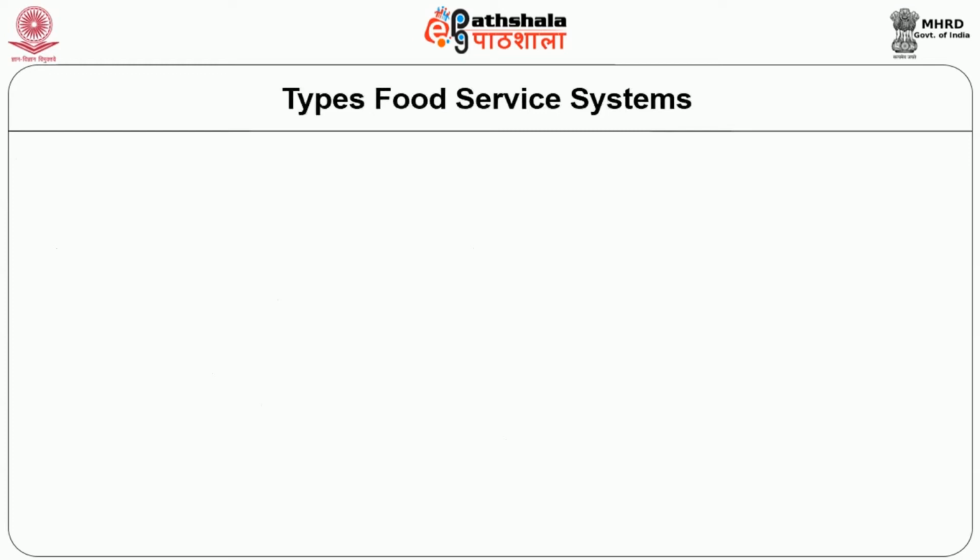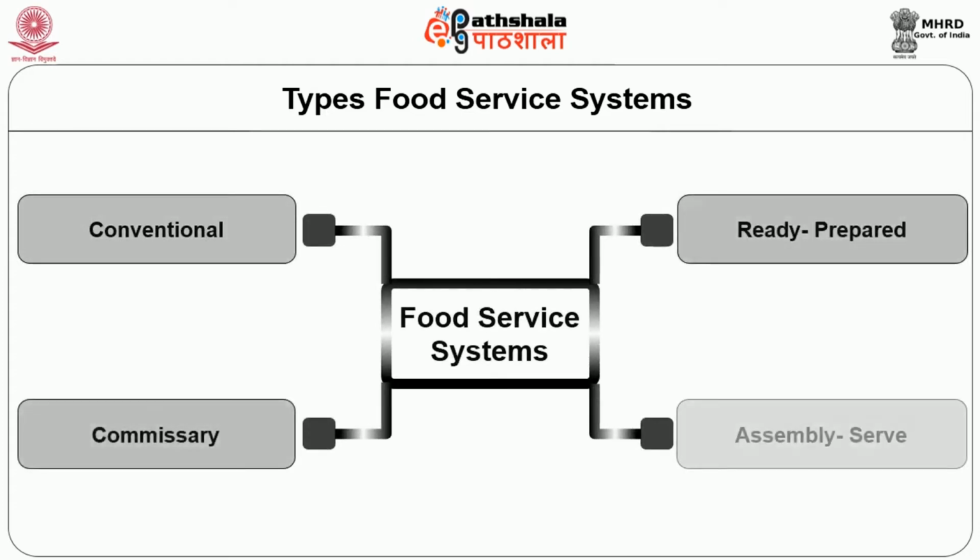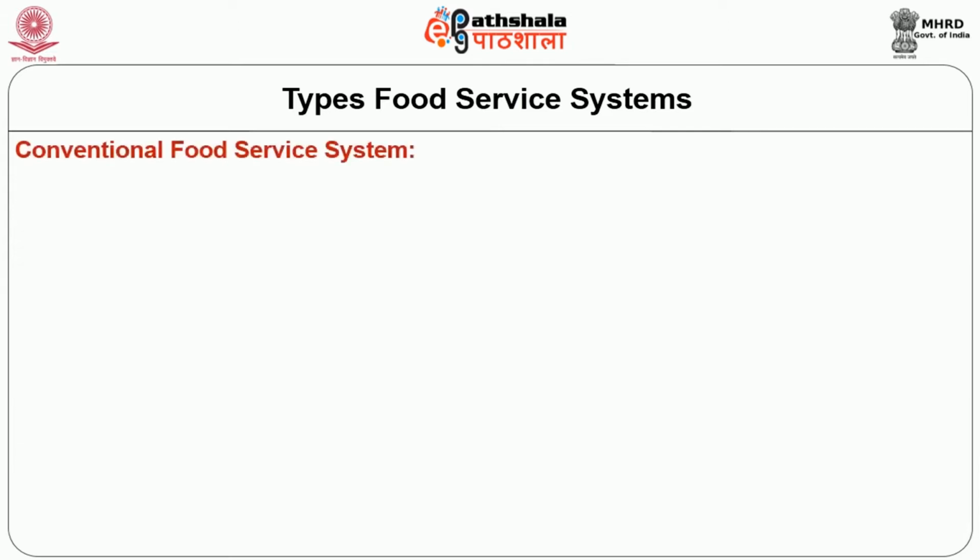Now let us go to the main body of our lesson, the different types of food service systems. The different types of food service systems are 4, and these are conventional food service system, commissary food service system, ready prepared and assembly served food service system. First, let us see the conventional food service system.